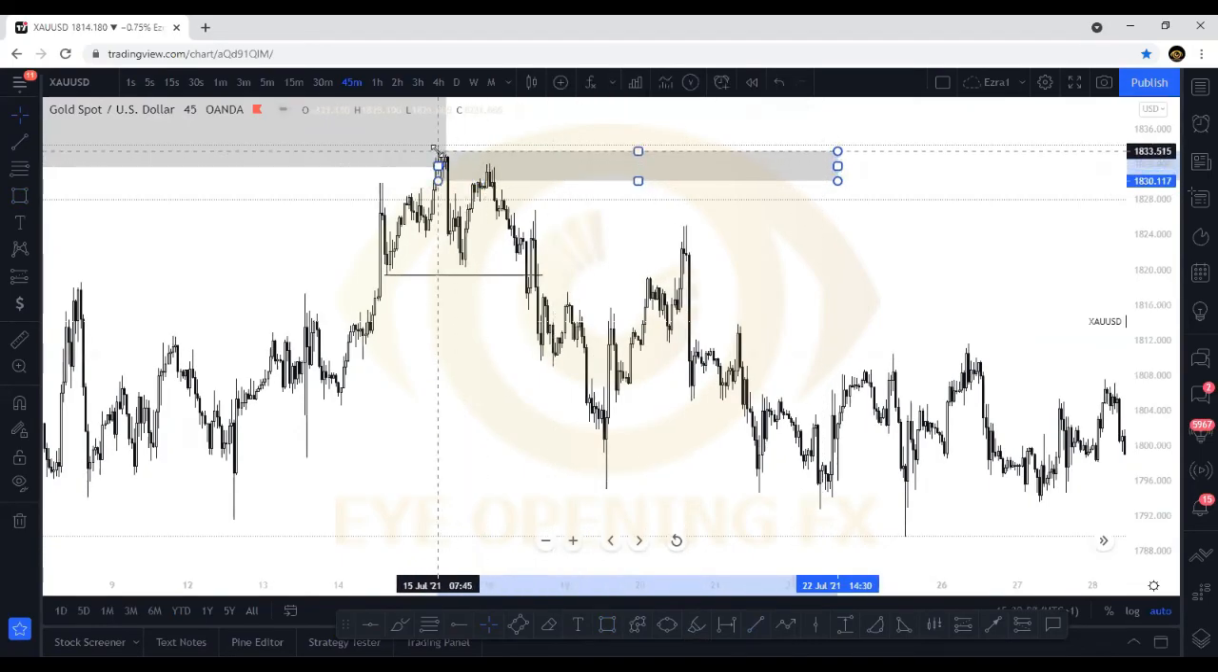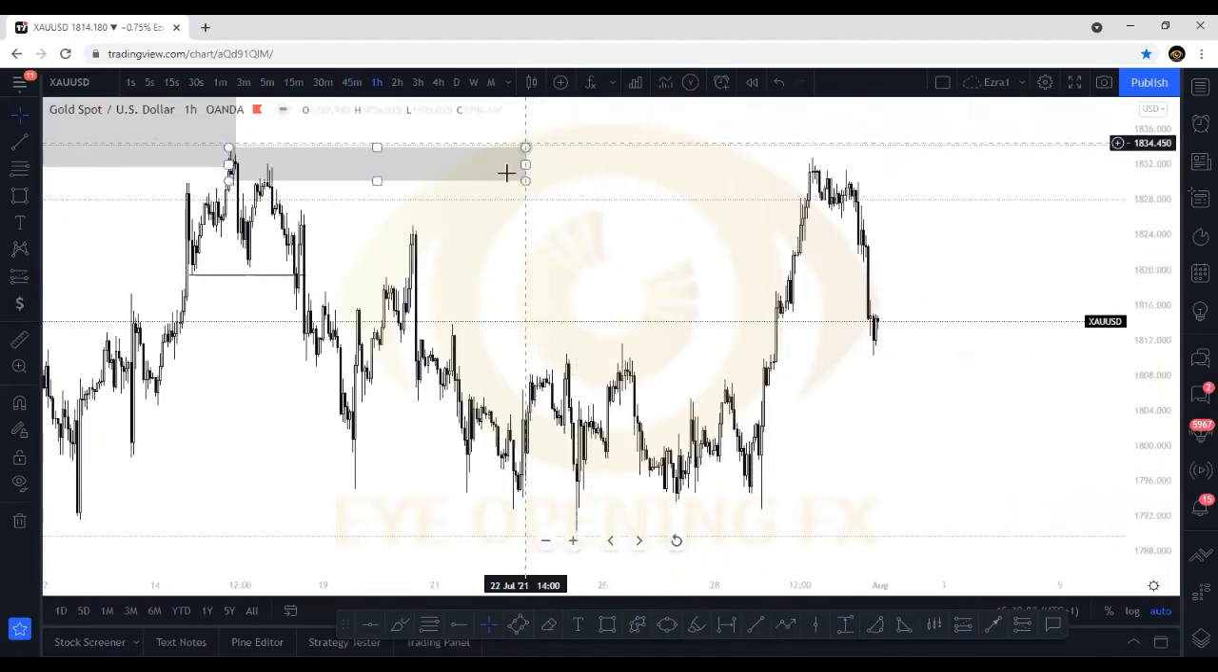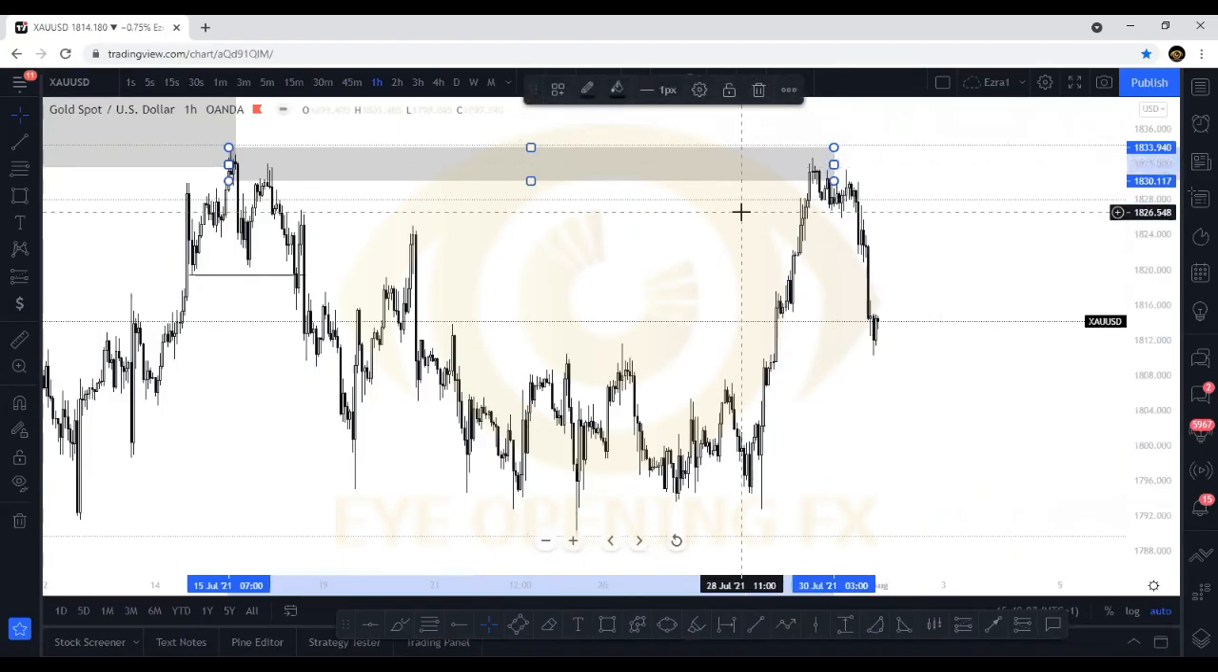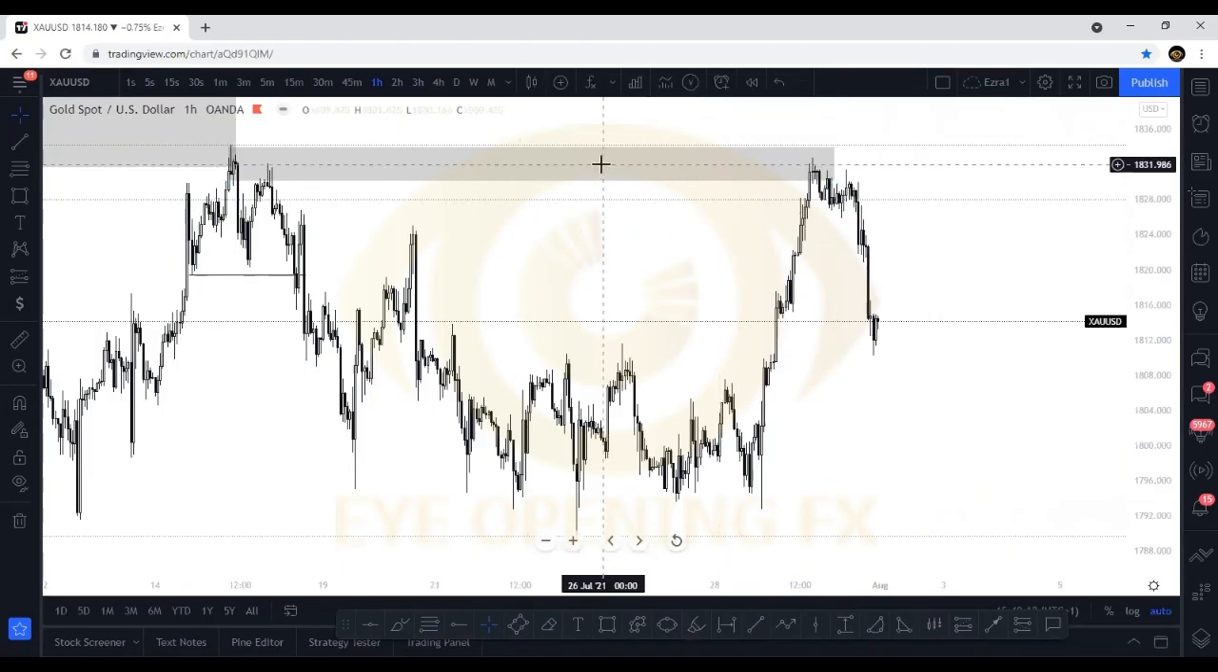So it should be this very area. So you can pick it like this as your higher time frame point of interest to join the sell.